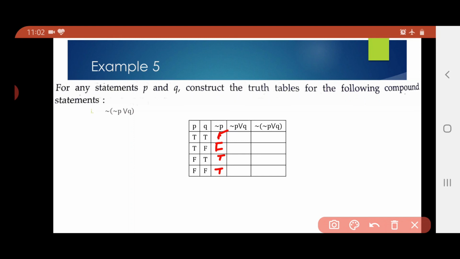Then not P or Q. So we know in case of disjunction or, if one of the values is true, then the whole value becomes true. So therefore this is true. This is true. This is also true. This is true.